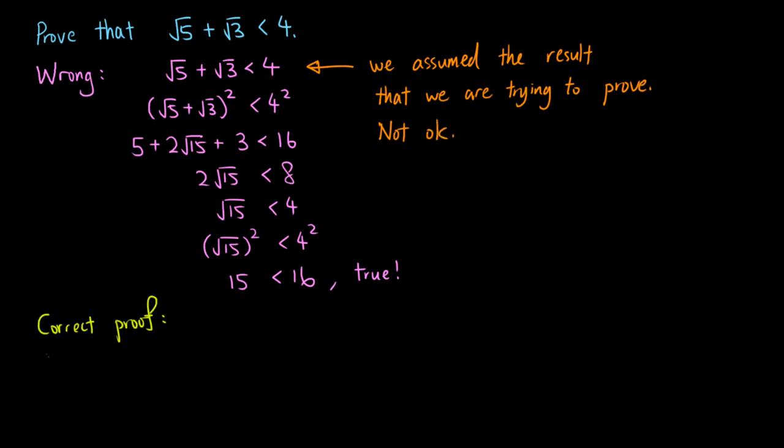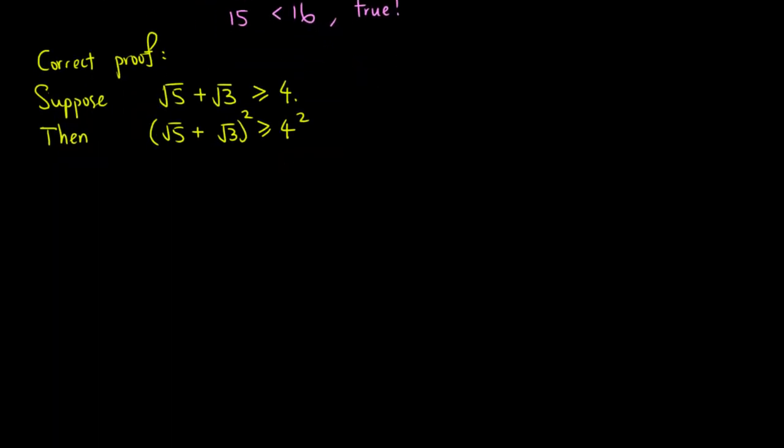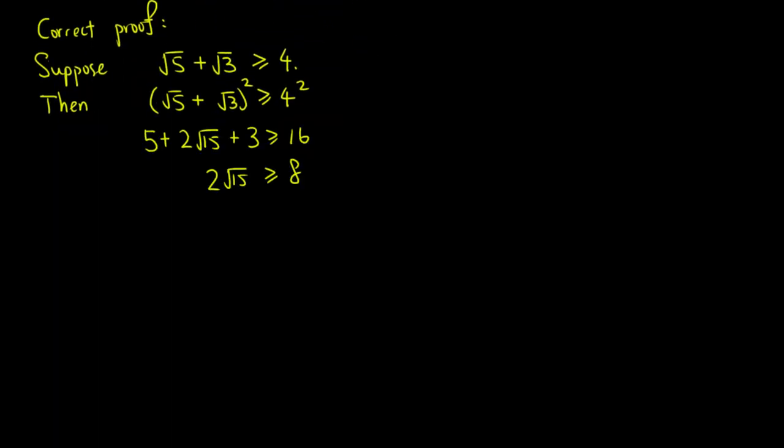In fact, a correct proof is to simply change all the signs to greater than or equal to. That is, we first assume that square root of 5 plus square root of 3 is greater than or equal to 4, which is the negation of the wanted result. Then, we proceed to do the things above. We get to 15 is greater than or equal to 16, which is, of course, a contradiction.